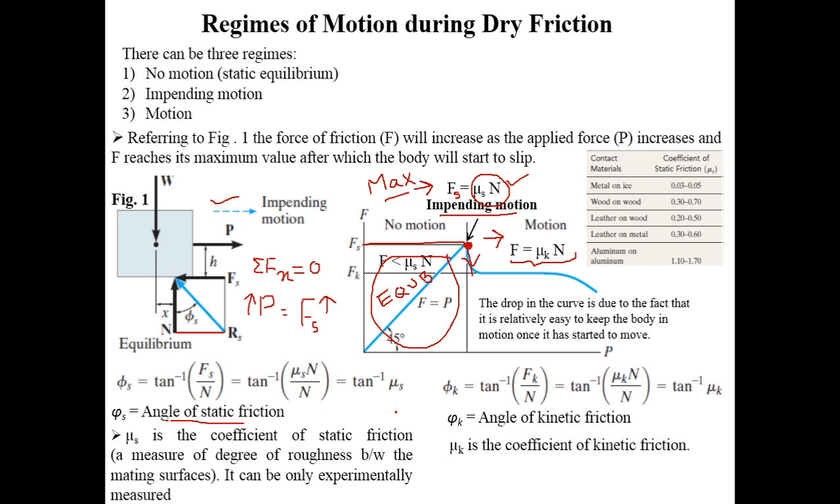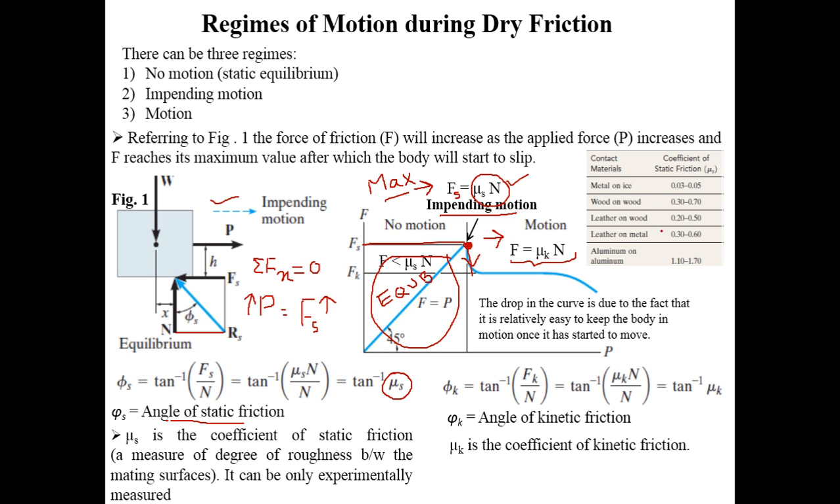Okay, and this angle of static friction is equal to the tangent inverse of the coefficient of static friction. This mu s is known as the coefficient of static friction. So what is the coefficient of static friction? Mu s is a measure of the degree of roughness between the mating surfaces. It tells you how rough the contacting surfaces are. It purely depends upon their roughness, or you can say it purely depends upon the material of the contacting surfaces, and it can only be experimentally measured.